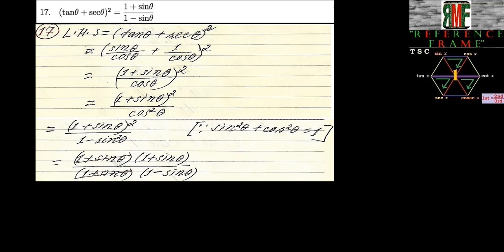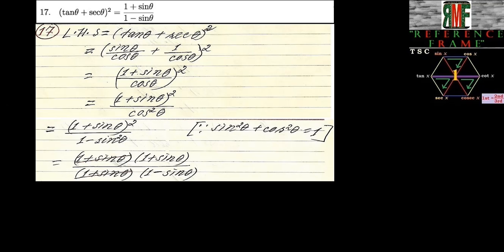Now, by splitting the numerator, we write down (1 plus sine theta) into (1 plus sine theta). How? If we have a square, we can write down a into a. But here we have (1 plus sine theta) whole square. That is why we can write down (1 plus sine theta) into (1 plus sine theta). And on the denominator, 1 minus sine square theta, we can apply the formula of a square minus b square, because 1 is the square of itself. So by applying the formula of a square minus b square on the denominator, we have (1 plus sine theta) by (1 minus sine theta).